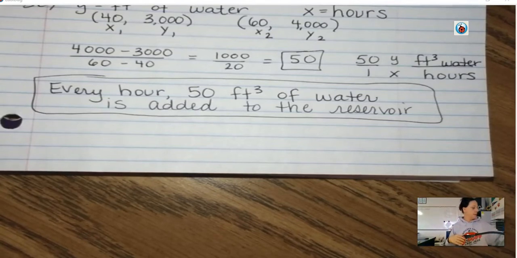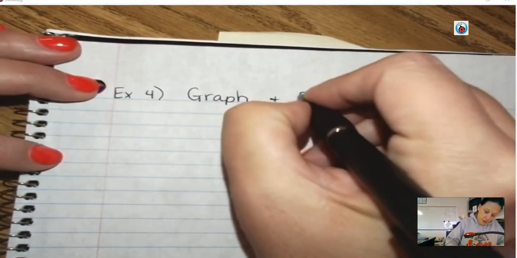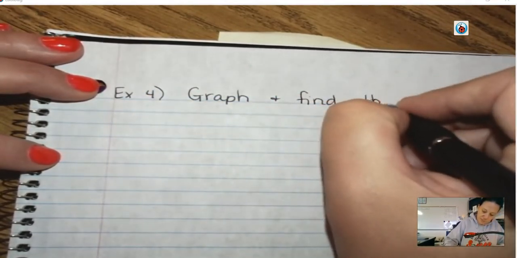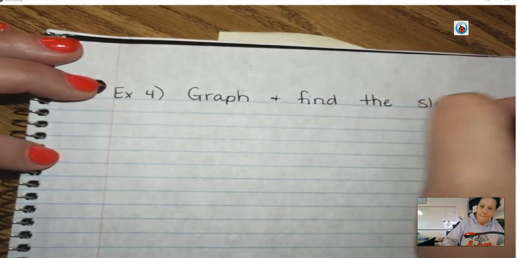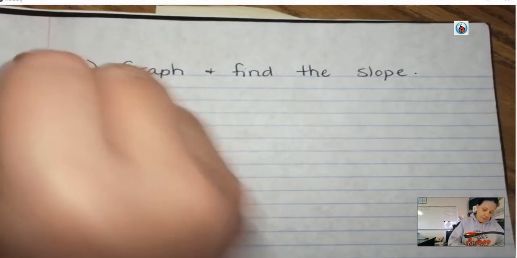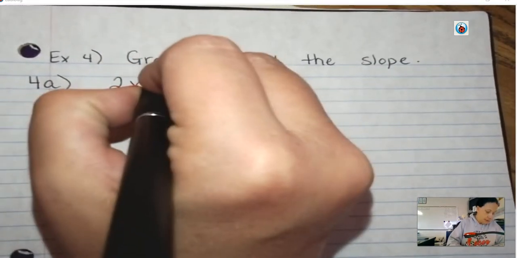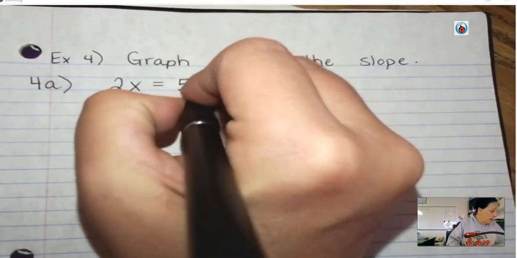Okay, last example. Everyone have that? Anyone need that up still? We're good? Okay. Now it's going to ask, this is example 4. It's going to say graph and find the slope. Okay, the equation is 2x equals 5y plus 10.